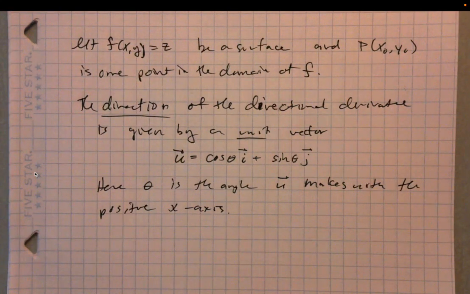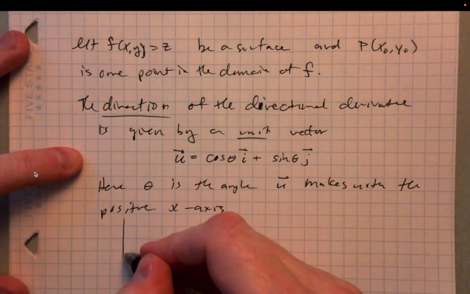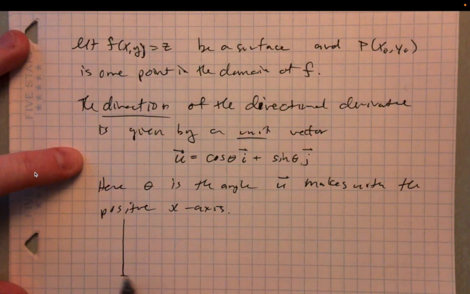Okay, so this is what we're going to start with. We're going to start by defining what we mean by the direction of the directional derivative. And that all starts with this unit vector that provides us with the direction. So u equals cos theta i plus sine theta j, and here theta is the angle that u makes with the x-axis.